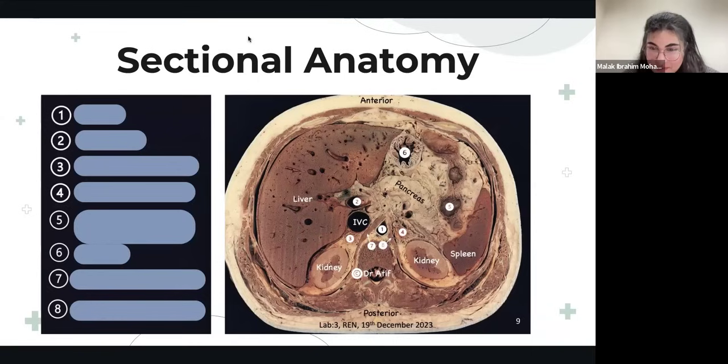No, you got it right the first time, actually. Do you guys just want me to give you the answer for these and then explain what each structure is? Honestly, for sectional anatomy, it's just based on your previous knowledge and how you can correlate the different structures together.